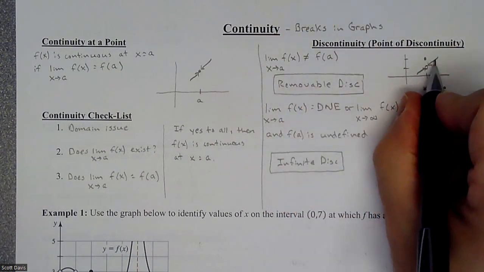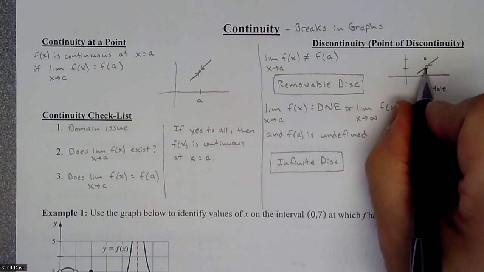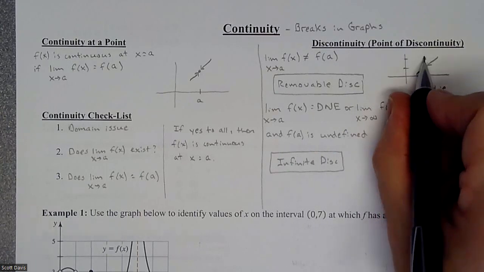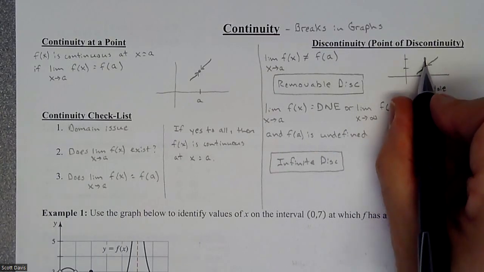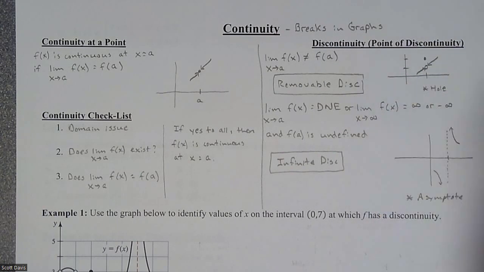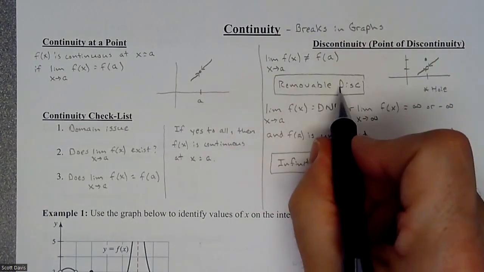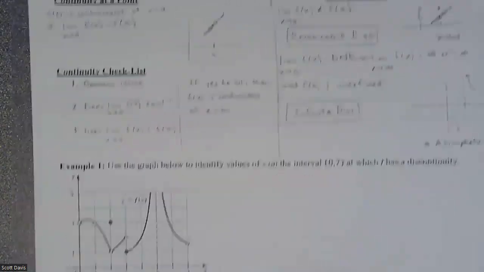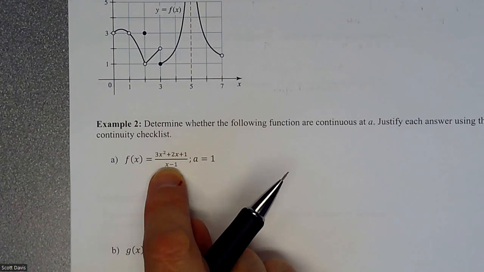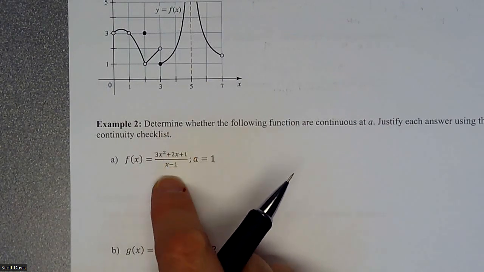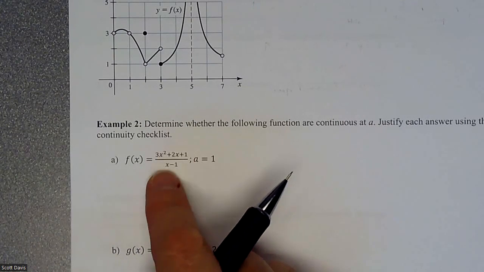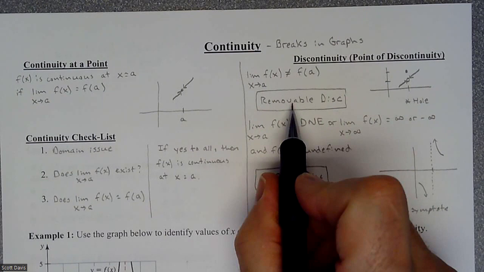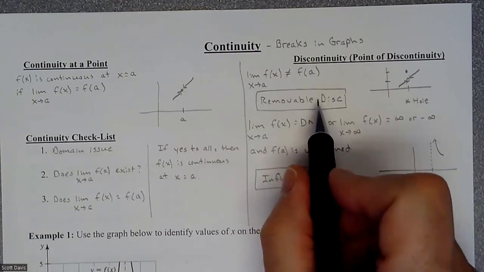So here you have the limit existing and it doesn't line up. That could be because the point is undefined, or because the values don't line up: this value is at 2 and this value is at 1. That is known as removable discontinuity. Think about how a hole happens: you have a rational function, you factor the top and the bottom, and you cancel out a factor, like the x minus ones. You're removing a factor, which means you're removing a point. So it's called removable discontinuity.